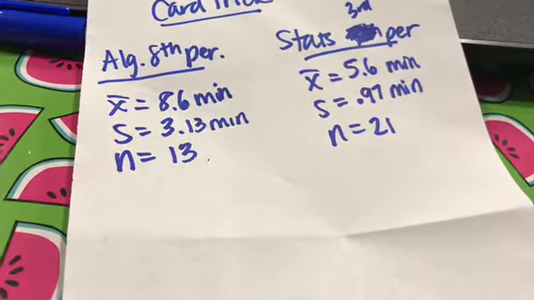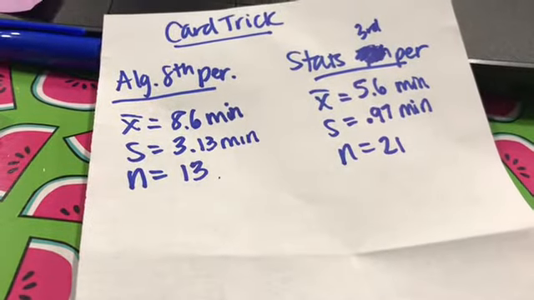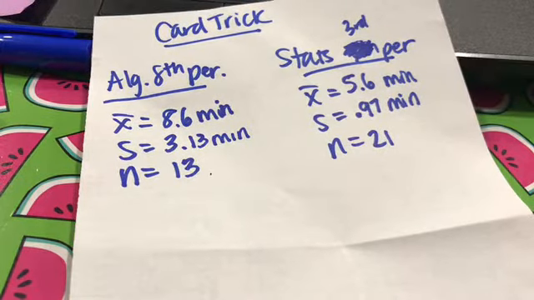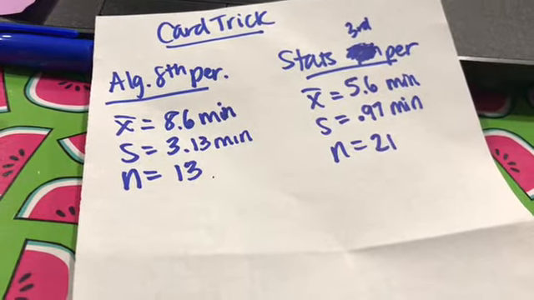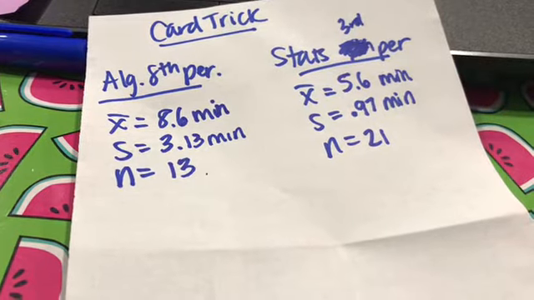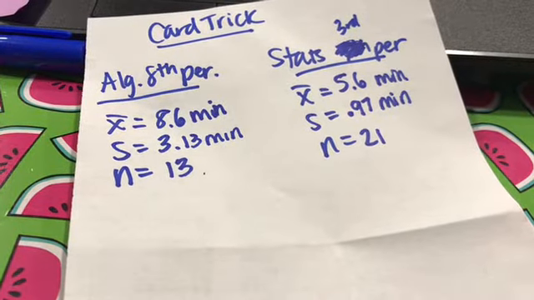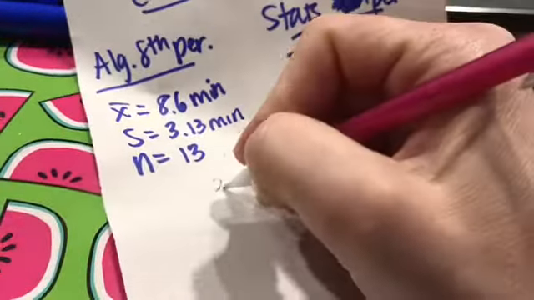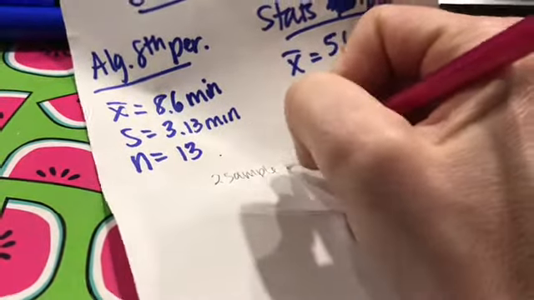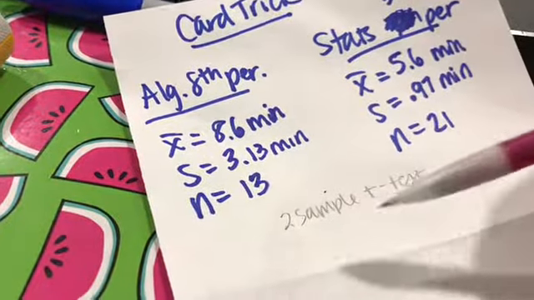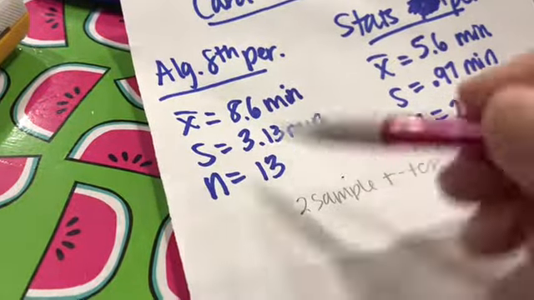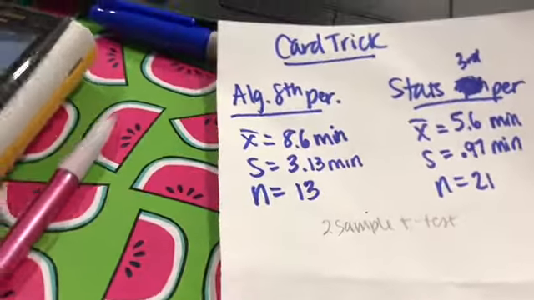So let's look at this actual real data from the card trick thing that you guys posted, comparing my algebra 8th period and stats 3rd period. I've converted them all into minutes, and you can see the means and standard deviations. So hopefully you can tell from this that we would do a 2-sample t-test, because we obviously have 2 different independent samples, and we're using the sample standard deviation. And again, I just had my calculator figure all that out for me.